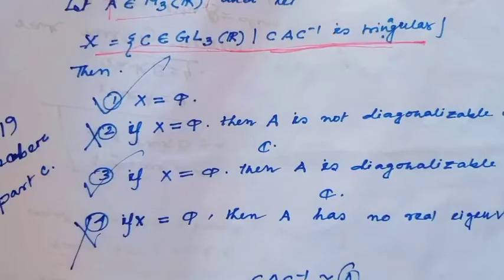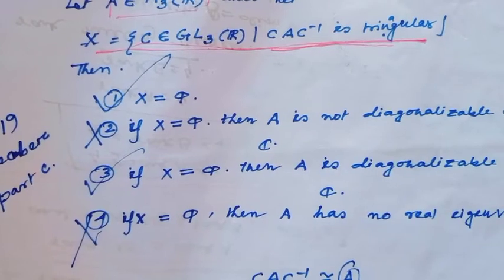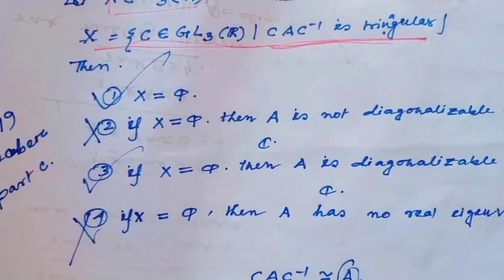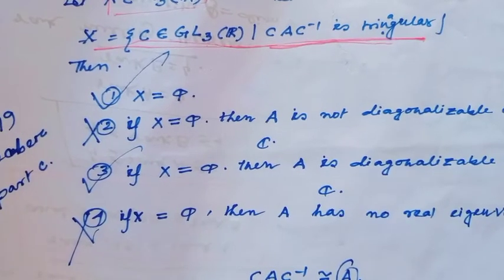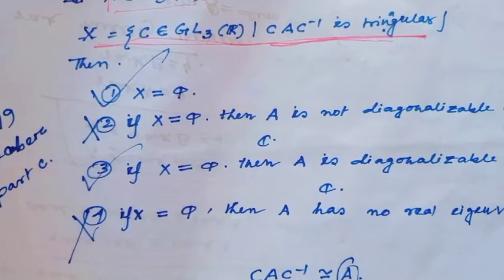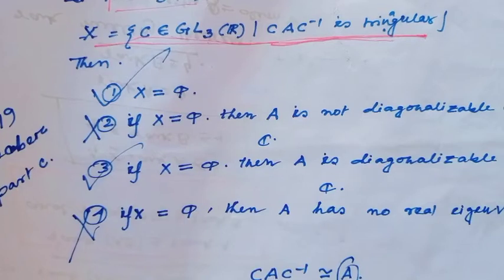But the definition of a triangular matrix, the properties of a triangular matrix, when a matrix will be triangular and when it will not be triangular, this concept is very important. If you know this concept in a better way, then this type of question is very easy.